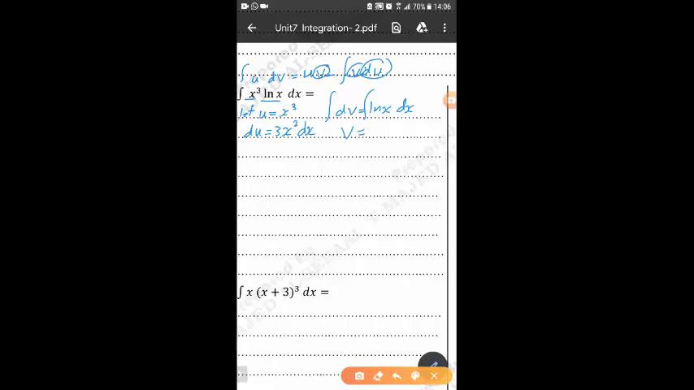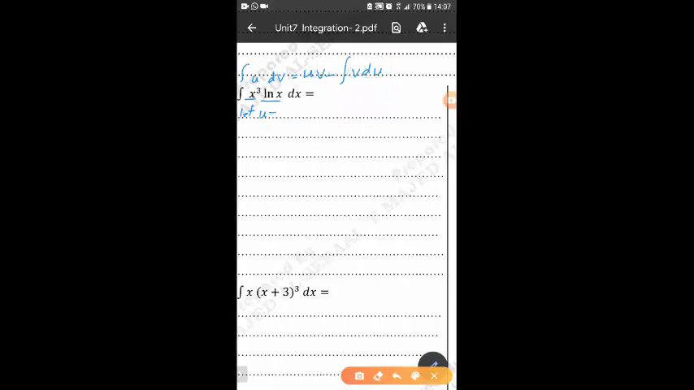What is the integration of ln x? Do we have a rule for ln x? Is there any rule for that? Oh, there is none. There is no direct or standard rule to find the integration of ln x. That means my substitution was wrong. My substitution was wrong. I will get back.